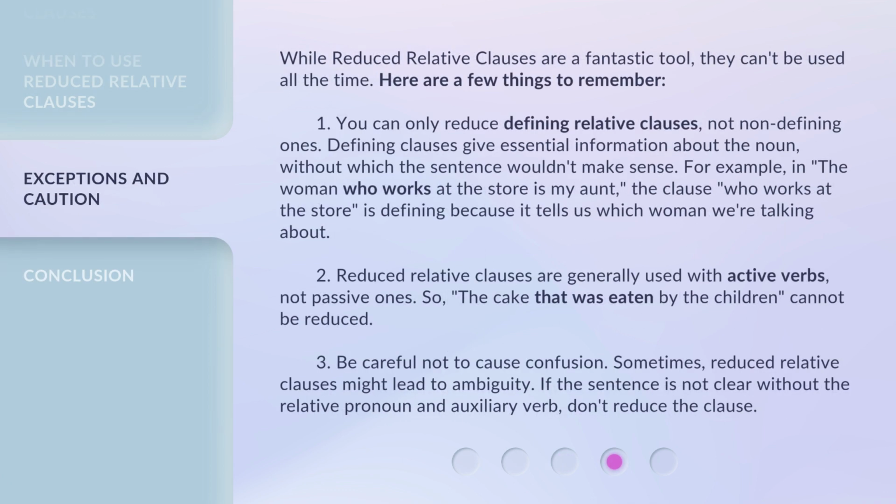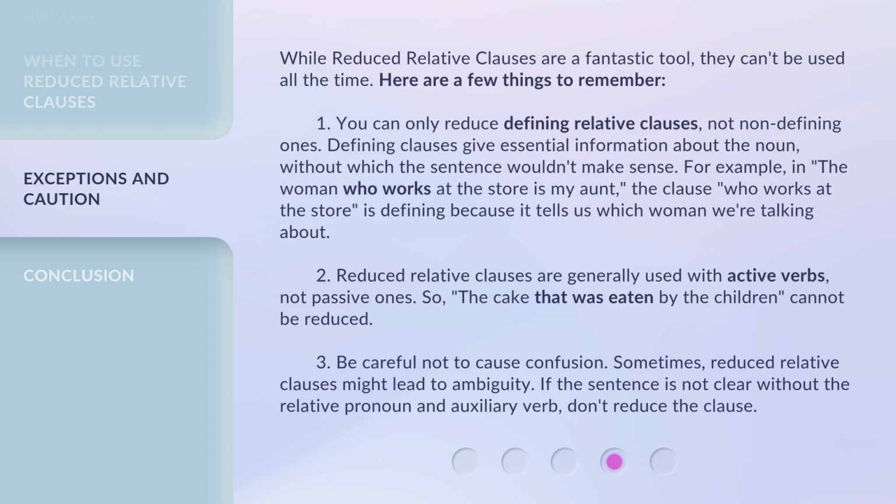While reduced relative clauses are a fantastic tool, they can't be used all the time. Here are a few things to remember. 1. You can only reduce defining relative clauses, not non-defining ones. Defining clauses give essential information about the noun, without which the sentence wouldn't make sense. For example, in "The woman who works at the store is my aunt," the clause "who works at the store" is defining because it tells us which woman we're talking about.